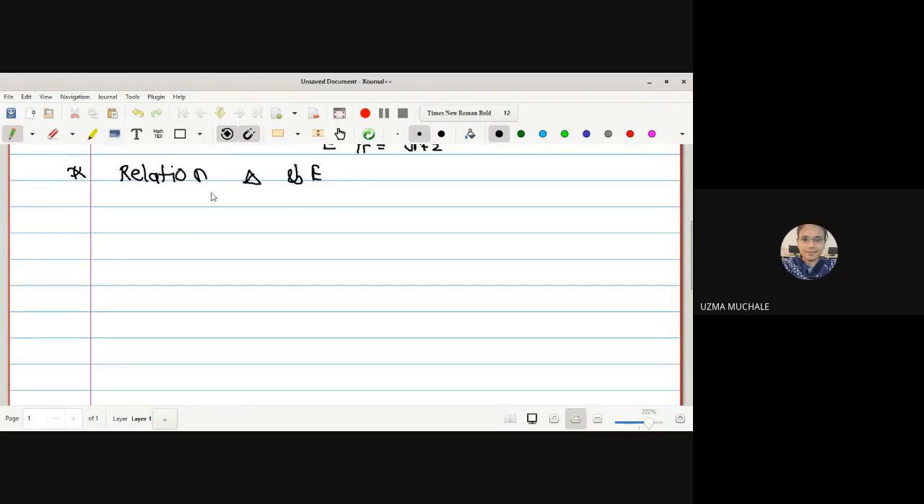What is the relation between delta and E? That we will find out now. Many types of relations we'll see now. Delta yr is equal to, what is the relation? We have written it is yr plus 1 minus yr. This is the formula for the forward difference operator.